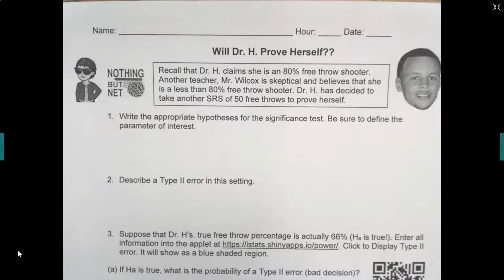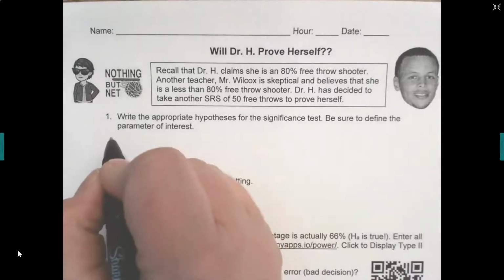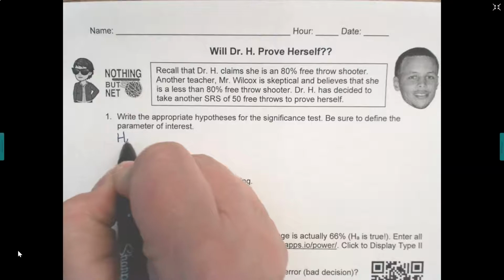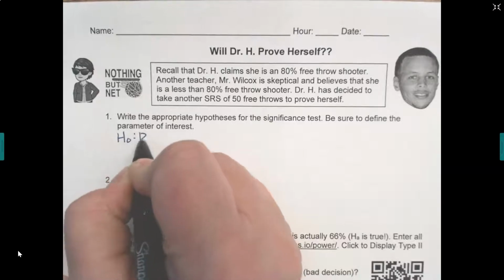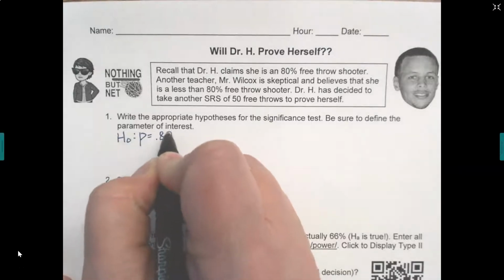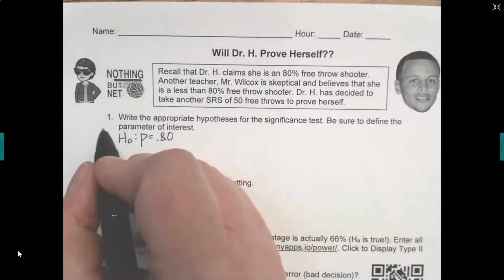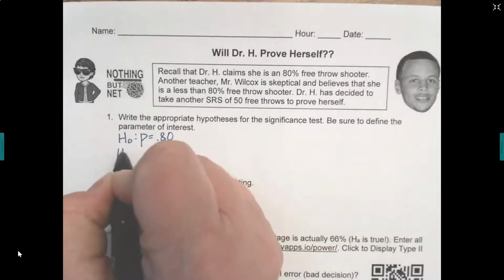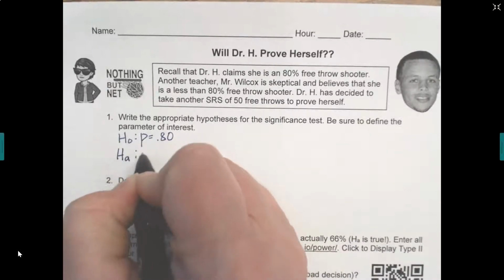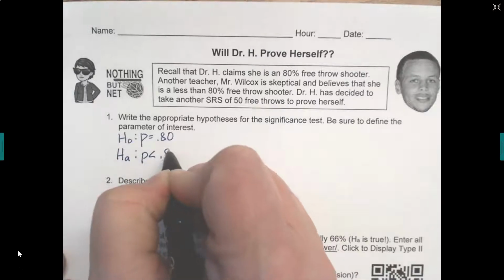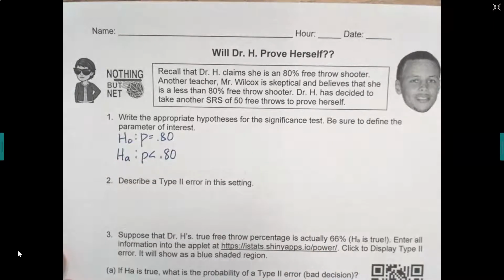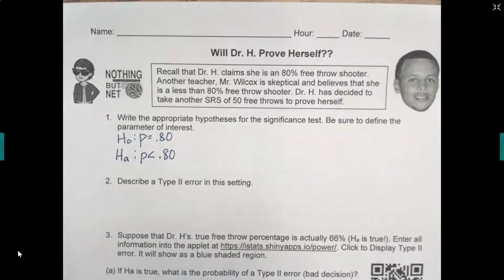So we're going to write our appropriate hypotheses for the significance test. Be sure to define the parameter of interest, because we always do that when we write our hypotheses. So we're going to have the null, because I'm still claiming I am an 80% free throw shooter. The alternative is that I am less than. Okay, and so what does that mean in words before we define here?